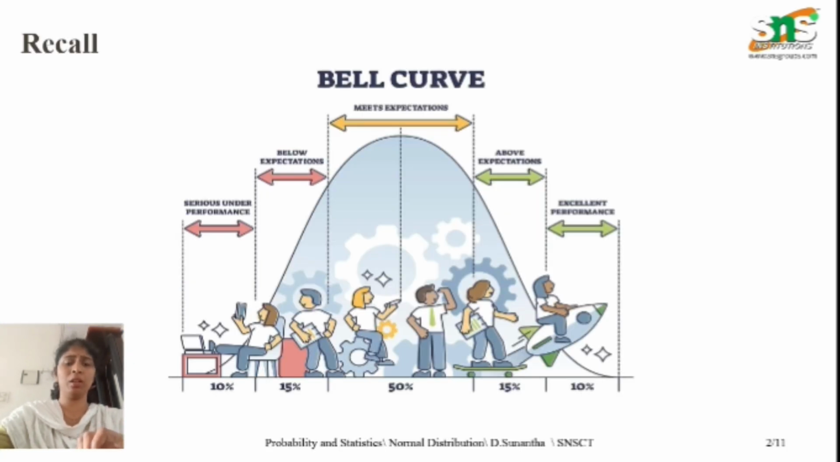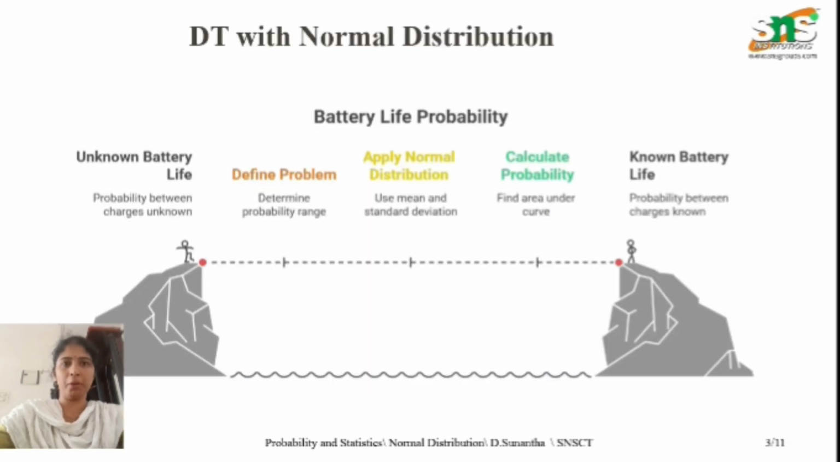normal distributions. So here is the bell-shaped curve in which the expectations are met, and below expectations, serious underperformance, and above expectation, excellent performance are calculated. So in between it is 50 to 50 percentage. In the negative side of the curve, we need performance like that. In the positive side, it is all good, excellent performance level.